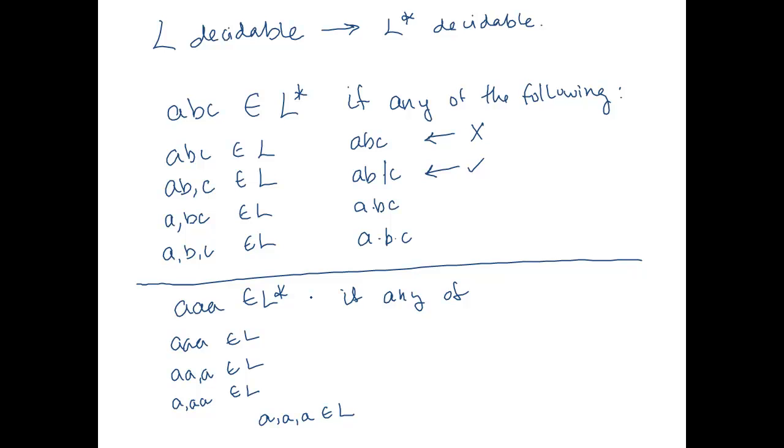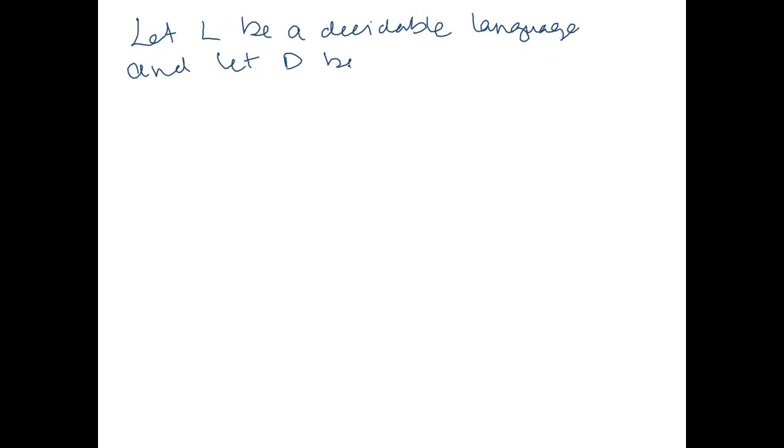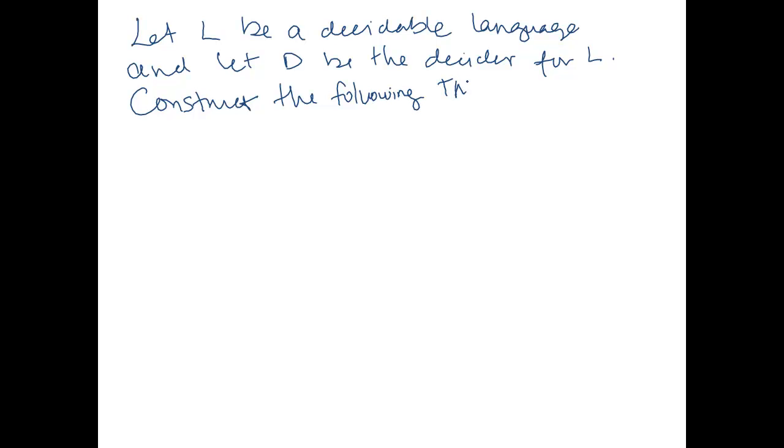Okay, so now let's go into our proof. Let L be a decidable language, and let D be the decider for L. So we're assuming L is decidable and it has a decider D. Actually, we don't really need that part. Yeah, we can leave it in. We'll see if we need it. Construct the following TM D prime.